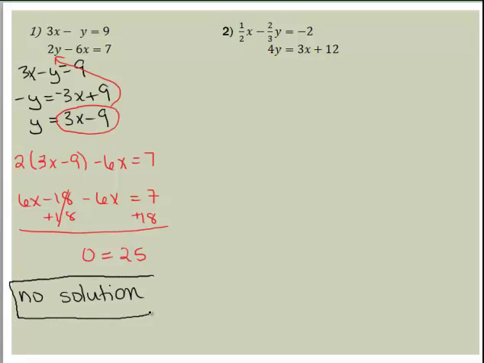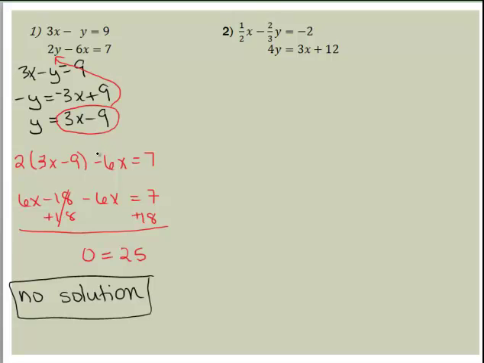So this is what it would look like if you solved a system of equations that turned out to be parallel and you solved it using substitution. You would get a statement that's not true, like 0 equals 25. Alright, well let's try the other one.